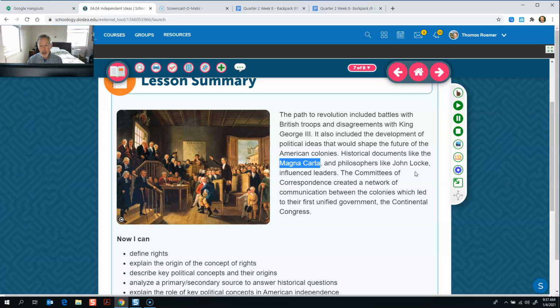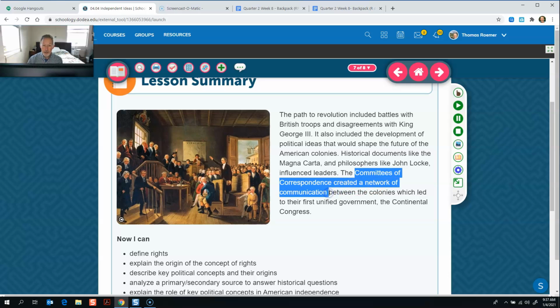Documents like the Magna Carta and philosophers like John Locke influenced leaders. So you had some documents, you had some philosophers, and then we also have the committees of correspondence that created a network of communication. Remember, they didn't have telephones or things like that. They only had horses and riders, and they could set up different checkpoints along the way, and also ways for people to share their ideas.